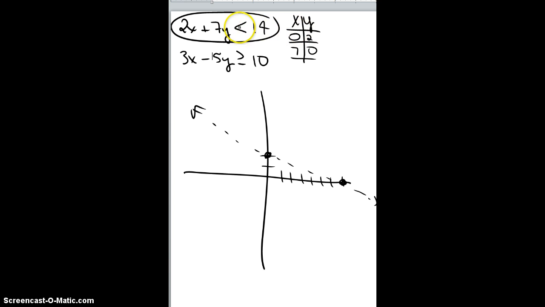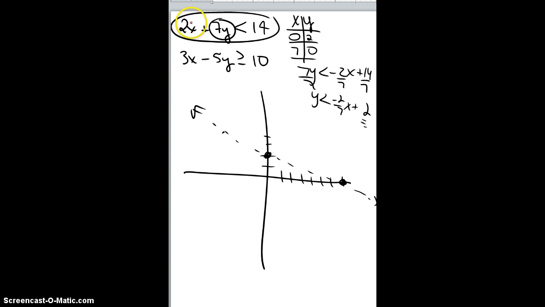Some of you who don't like to graph like this would solve for y. So subtract your 2x, divide by 7. Your y-intercept is 2, so that's where you graph. Then rise over run: I could rise 2 and run back 7, or go down 2 and to the right 7. Either way you can graph it. Remember, if you divide by a negative, you have to flip your sign. And then I'm going to shade.